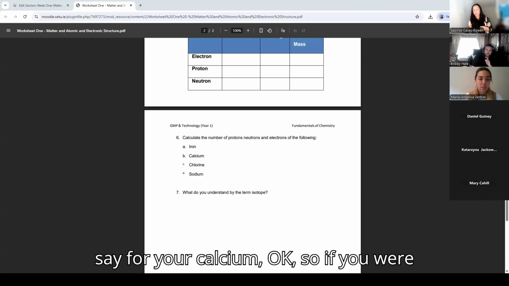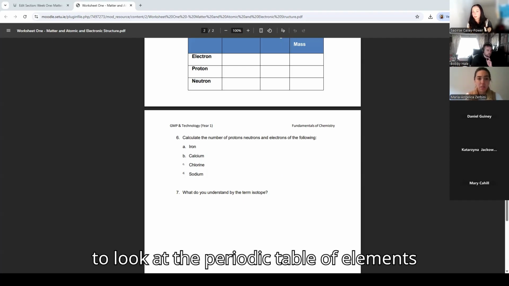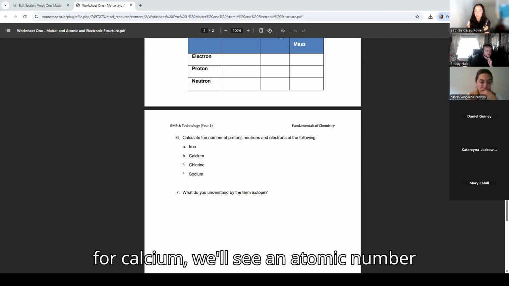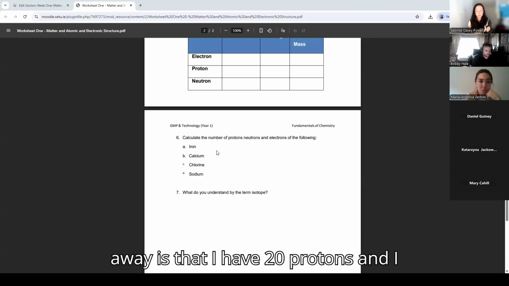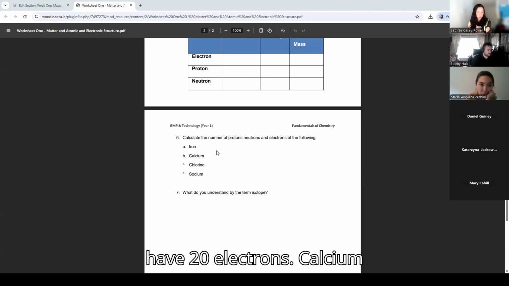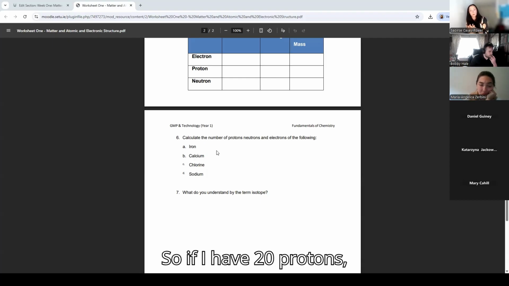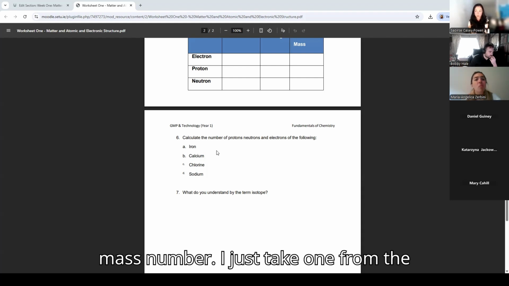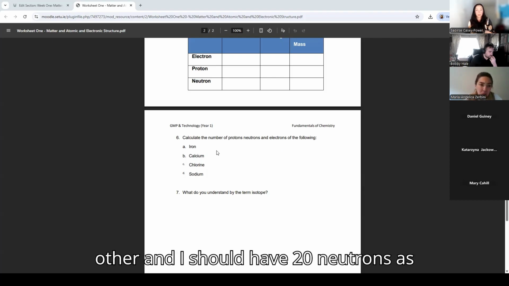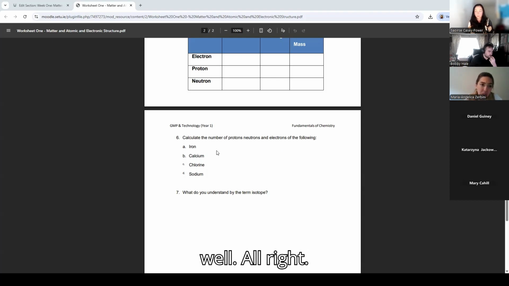Say for your calcium, if we were to look at the periodic table of elements for calcium, we'll see an atomic number of 20. What that tells me right away is that I have 20 protons and 20 electrons. Calcium has a mass number of 40. So if I have 20 protons within that 40 mass number, I just take one from the other and I should have 20 neutrons as well.